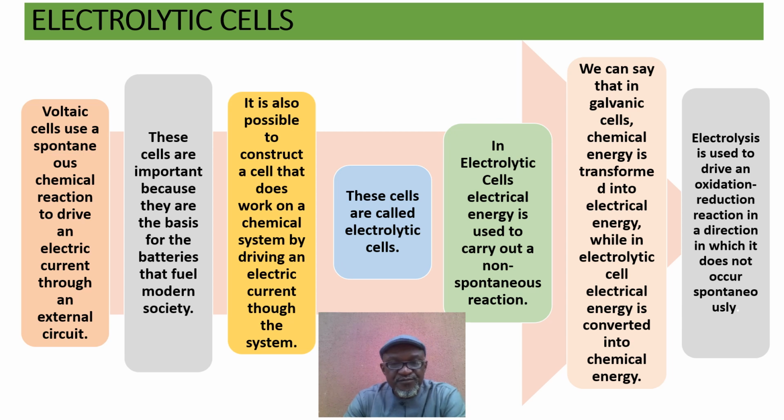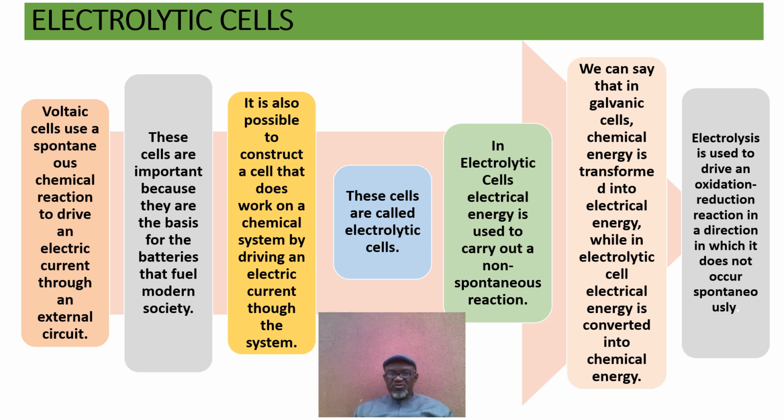We've said that. It is also possible to construct a cell that does work on a chemical system by driving an electric current through the system. So this is now in the opposite direction. These cells are called electrolytic cells. In electrolytic cells, electrical energy is used to carry out non-spontaneous reactions. So you see the opposite. In electrochemical cells, spontaneous reactions are used to generate electrical energy. In electrolytic cells, electrical energy is used to carry out non-spontaneous chemical reactions.